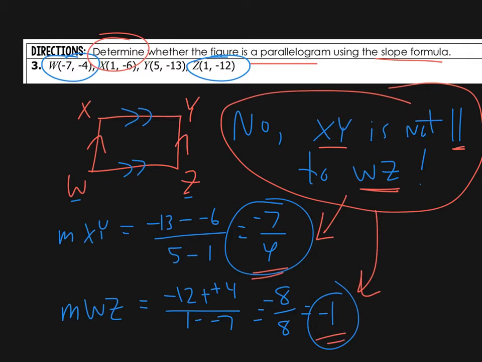What if it was a parallelogram? These two would have been the same, and then I would have had two more slopes for XW and YZ. And if these were the same and these were the same, then we would have said, yes, WXYZ is a parallelogram. That's not the case, so we're all set.